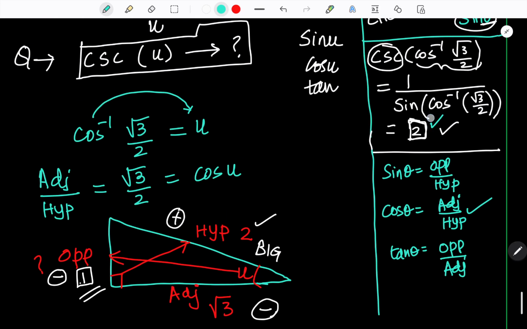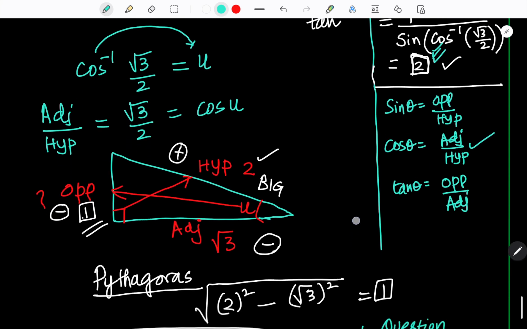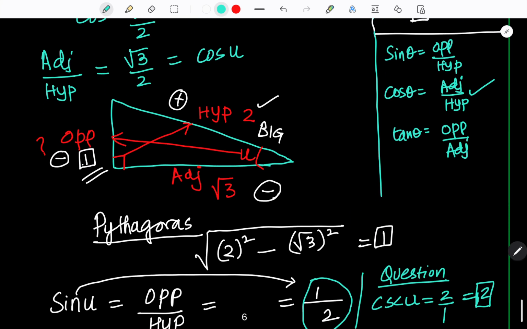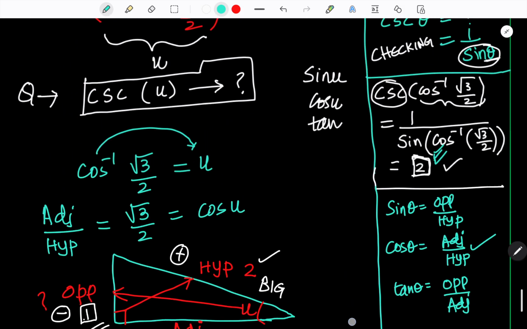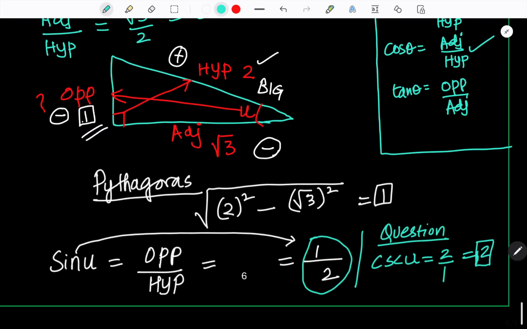Got it? Nice. So again I'm telling you, the calculator is only for checking. You are not supposed to write the answer directly. You need to write all these steps, then only you will get full marks.